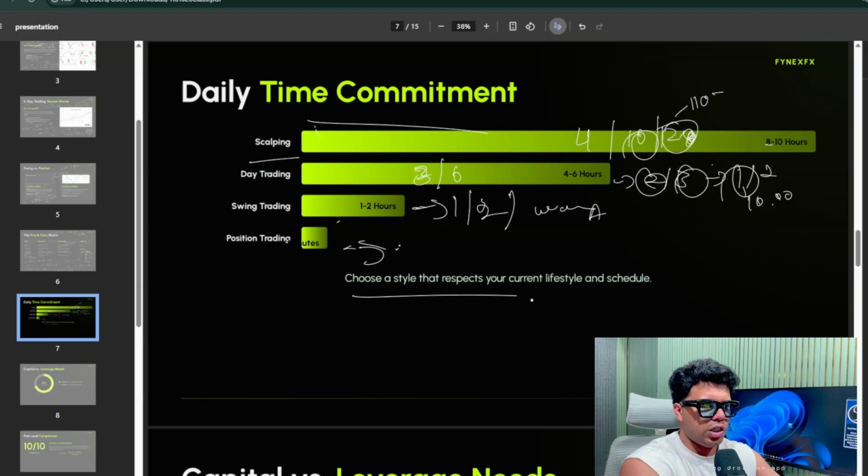Anyway, choose a style that respects your current lifestyle and schedule. If you're a busy person, you can choose swing trading. If you want to be a trader, swing trading is best for you, because it doesn't require much time. At the same time, it's not going to be stressful trading, because you enter and exit within weeks or days. So it's mind-free, you can be free in your mind. At the same time, if you have much time, choose day trading.